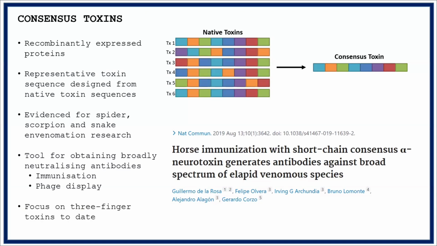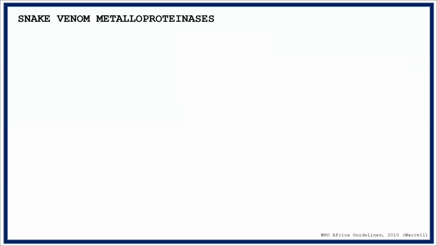However, to date, the primary focus has been on three-finger toxins, and there's been no publications about consensus toxin design for other snake venom toxins, which is where my interests lie. And so what we tried to do was to apply the principle of consensus toxins to snake venom metalloproteinases.